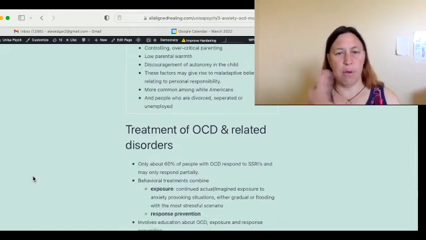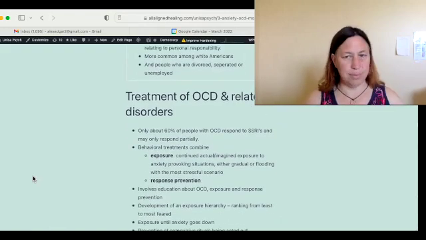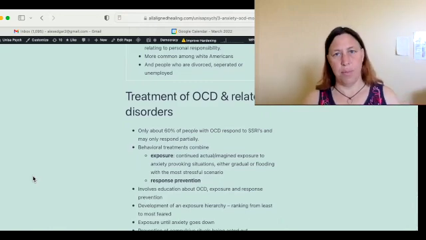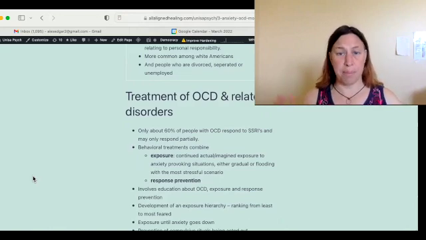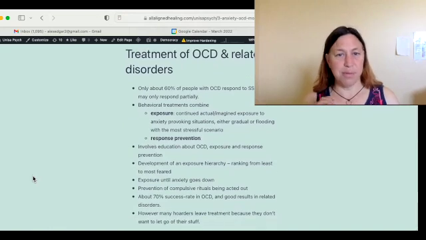Treatment. SSRIs only help about 60% of people and only a small handful adequately. Behavioral treatments combine exposure, either gradual or flooding, okay, with the most stressful option. Response prevention. So you get exposed, you don't respond. I think about my mother dying, I don't pray. Okay. Think about attending a funeral.